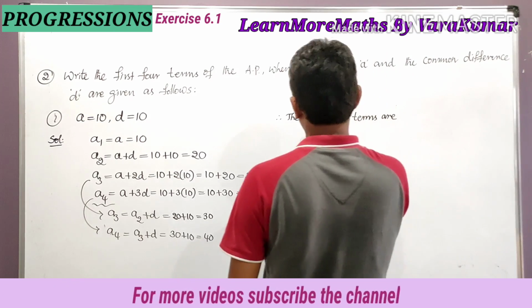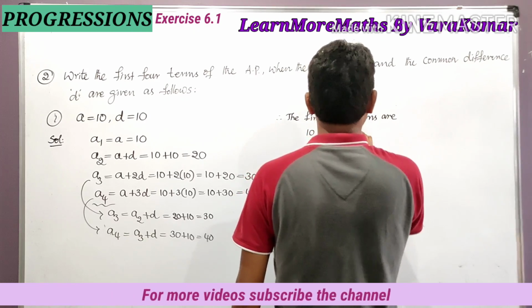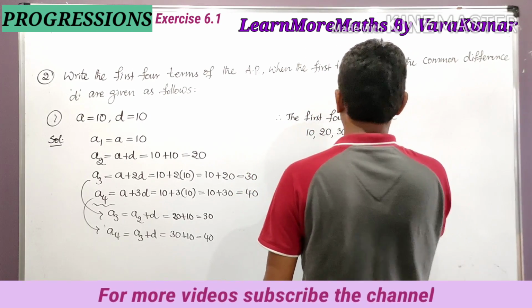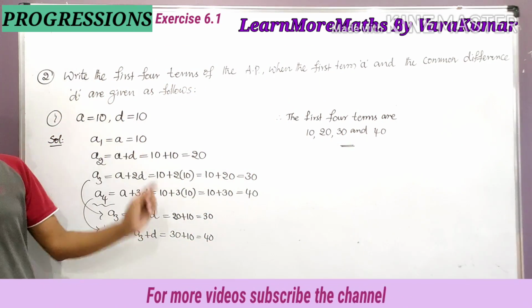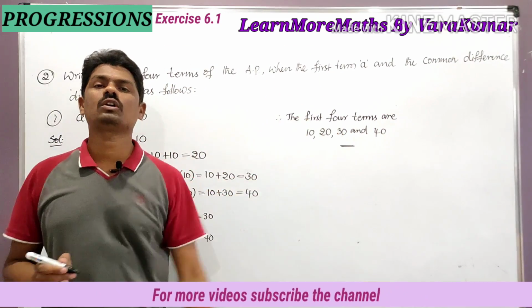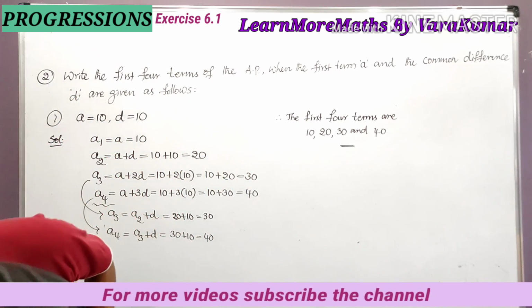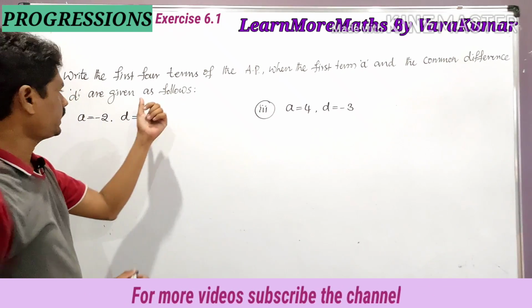So what are the first 4 terms, student? 10, 20, 30 and 40. So by using the a and d values, we have found the first 4 terms of the arithmetic progression. So this is the first bit in the second problem. Student, this is the second bit in the second problem.